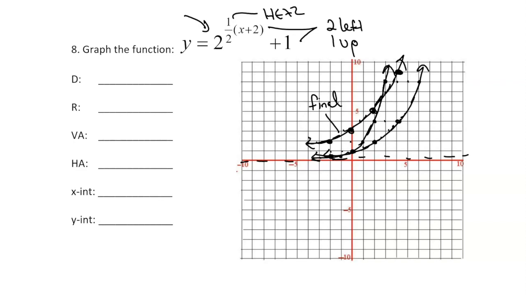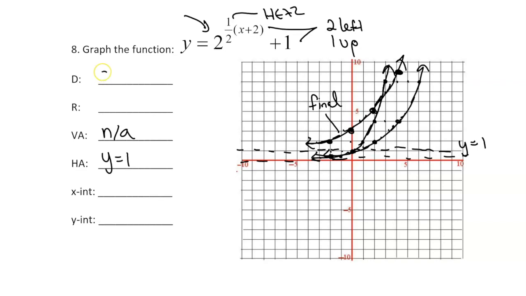Now we have an asymptote at y equals 1, and we should put that in. And we know we have an asymptote at y equals 1 because we moved up 1. So our horizontal asymptote is at y equals 1. There is no vertical asymptote because it's an exponential function.